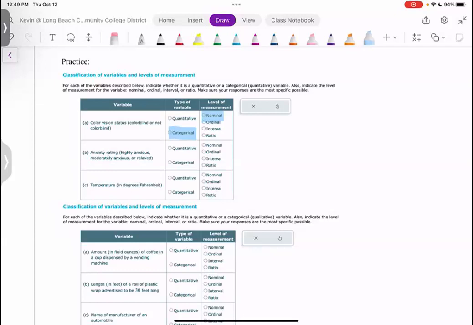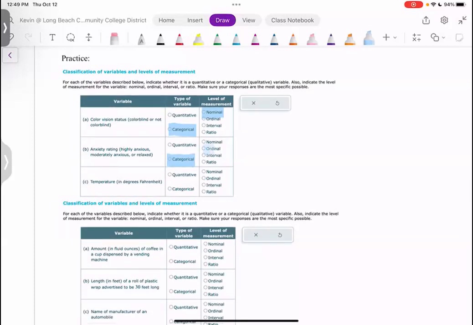Next up, anxiety rating, meaning highly anxious, moderately anxious, or relaxed. That is going to be categorical, and that definitely has an order, so that's ordinal. Temperature in degrees Fahrenheit. That is going to be quantitative for sure. And that actually is interval when we're talking about Fahrenheit, because 0 degrees Fahrenheit really has no meaning, because then it goes into the negatives as well. So that's an interval example.